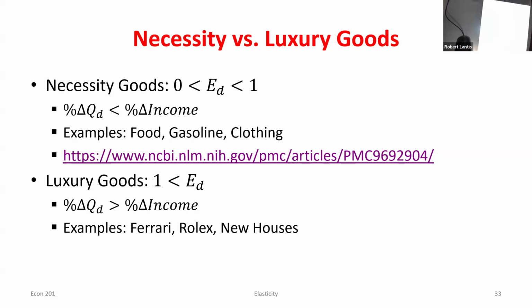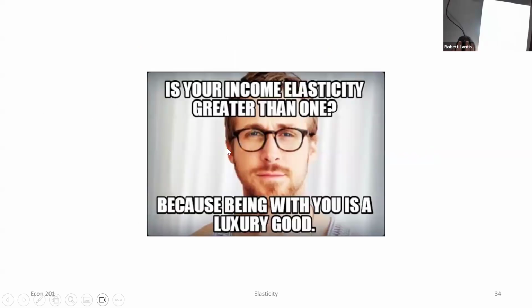So all right, that was kind of interesting, once again, to break this down: if we have a general category like food, we might have a very different income elasticity measure than if we break that food down into multiple categories, right? Some foods might be luxury goods, some foods might be necessity goods. Okay. And then a terrible cheesy meme: is your income elasticity greater than 1 because being with you is a luxury good? Right? That kind of lines up with what we were talking about. I won't really waste too much time here because I have an example I think is more worthwhile.